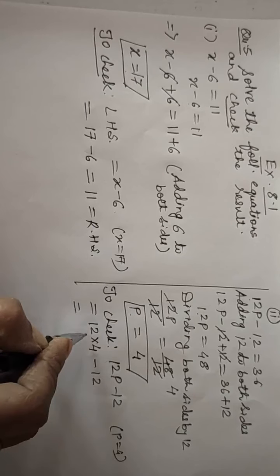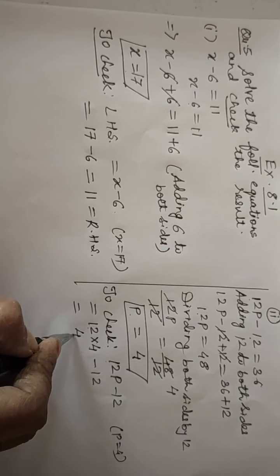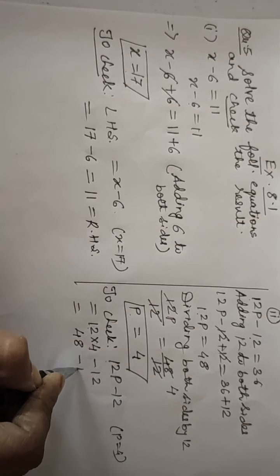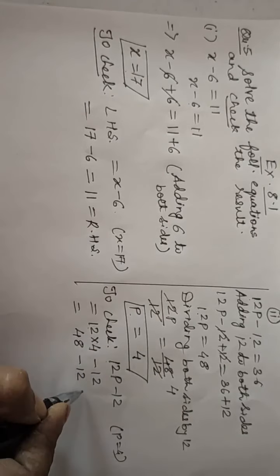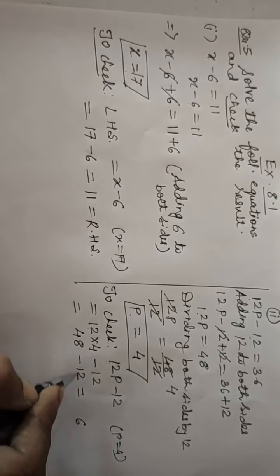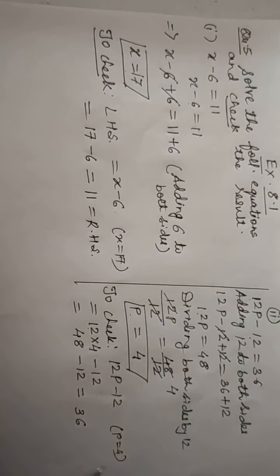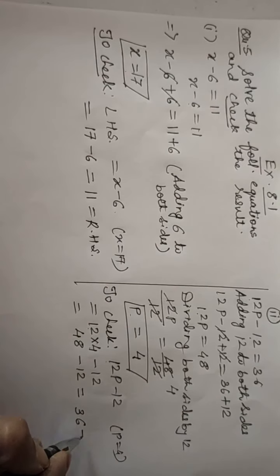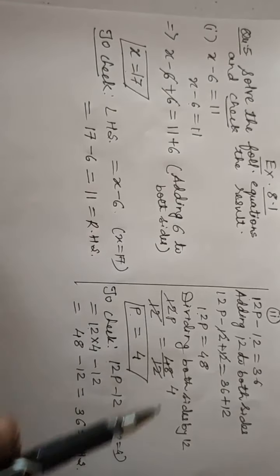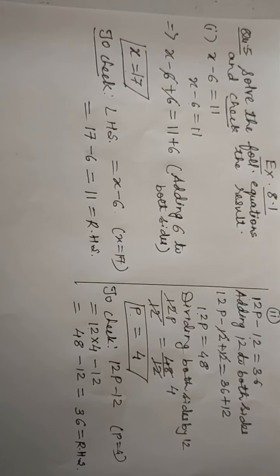Now let's simplify. 12 into 4 is what? 12 times 4 is 48, minus 12. 48 minus 12, 8 minus 2 is 6, 4 minus 1 is 3, that is 36, and you can see 36 is your right hand side. So you will write here 36 is equal to RHS, and hence verified. Verified means hence checked. So this is how you can check the given equation.